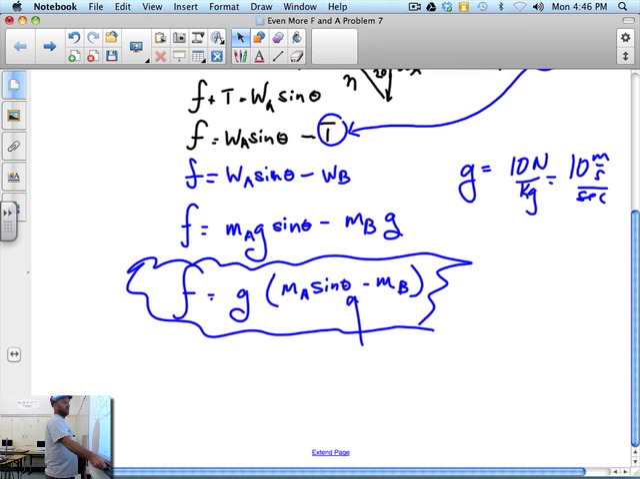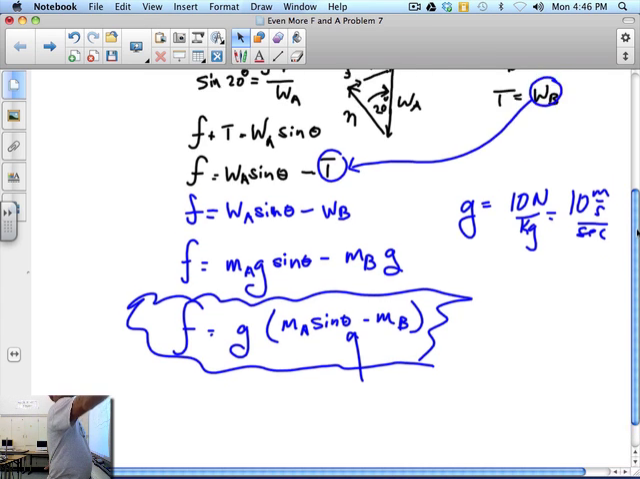And let's see here. If the mass that's hanging becomes very, very large, that would be mass of object B becomes very large. Our friction would have to be very, very large, right? If the angle of the ramp, theta, became 90 degrees, right?